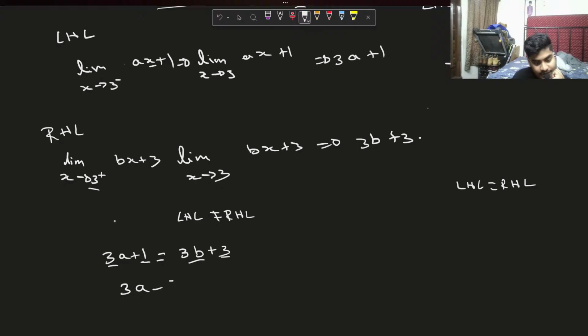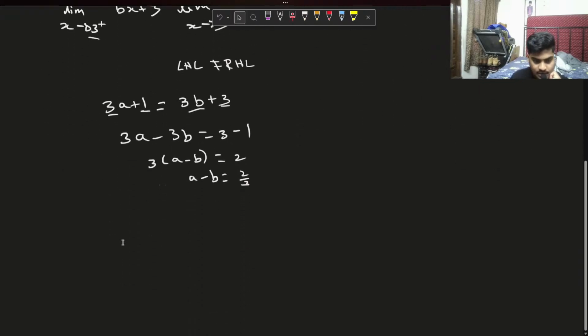3a minus 3b equals 3 minus 1. Taking 3 common, a minus b equals 3 minus 1, that is 2. So a minus b is equal to 2 by 3. Okay, done. a minus b is 2 by 3. So if I send b to the other side, a is equal to 2 by 3 plus b.